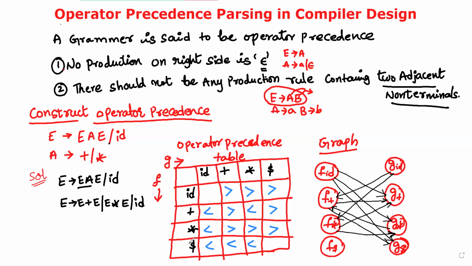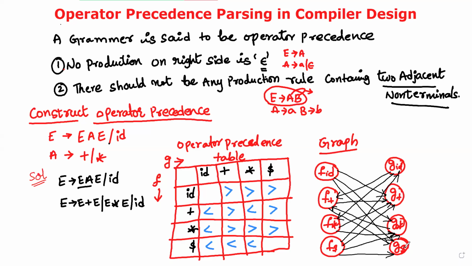Okay friends, next f dollar with g of id, g plus, g star. All the values are less than here. So remember one important point here: I am going to say greater than symbol, hence I draw only for these g values. Okay friends, so this is the way to construct the graph. Very, very easy, friends. If you did not understand, kindly watch again.